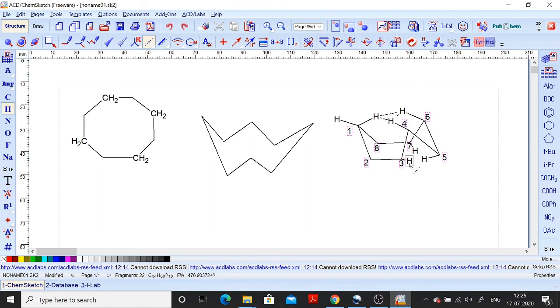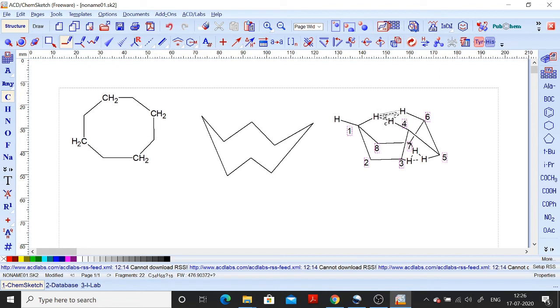So this transannular interaction is exhibited between the hydrogen atoms of the first, fourth, and sixth carbons, as well as the third, fifth, and seventh carbons. The hydrogen atoms which are involved in this kind of strain are called the intra-annular hydrogens, while the one which is present here, which is not involved in any kind of interaction, we call the peripheral hydrogen. So in cyclooctane, six are the intra-annular hydrogens and the remaining are the peripheral hydrogens.